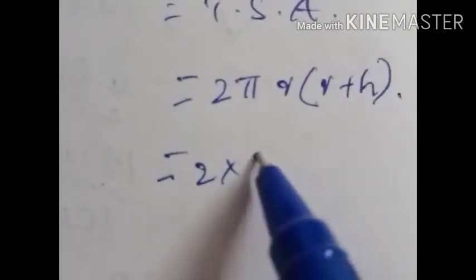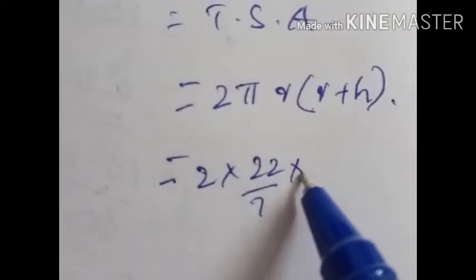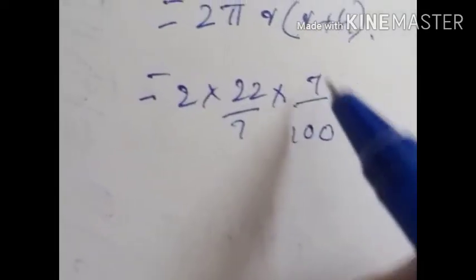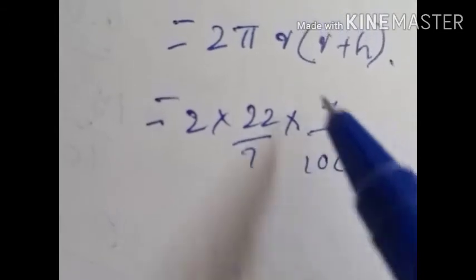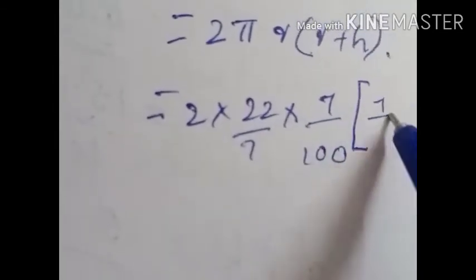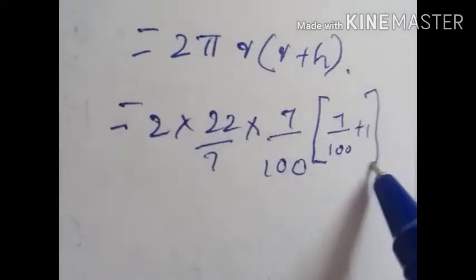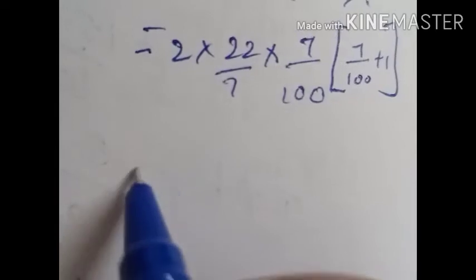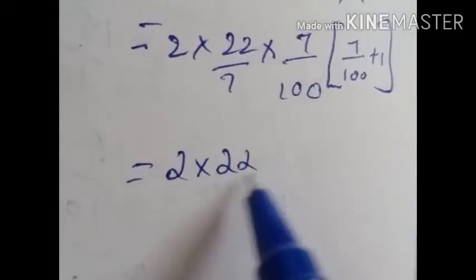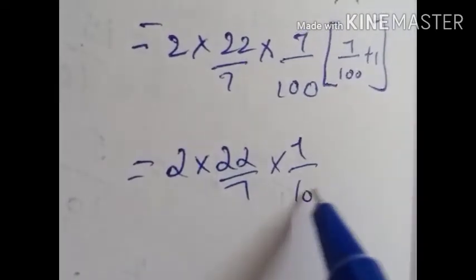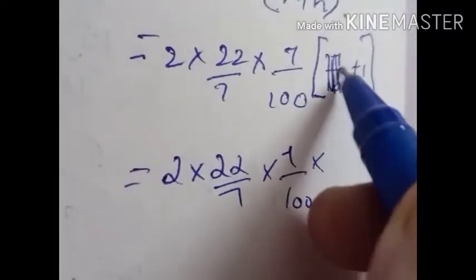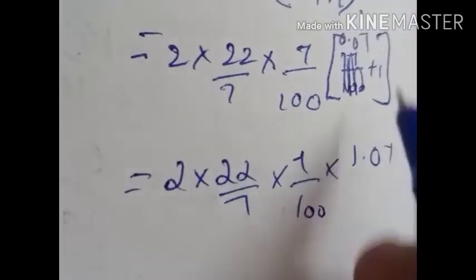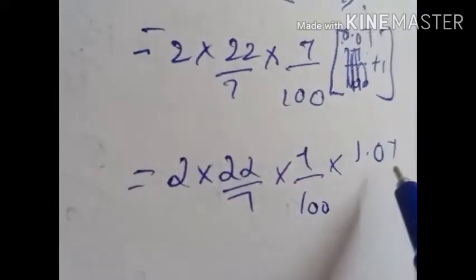Substitute the values. 2 into 22 by 7 into 0.07 or 7 by 100. For the calculation, we can write 0.07 as 7 by 100. Then 7 by 100 plus 1. Here we can write it as 0.07. Anyway you can do. That is equal to 2 into 22 by 7 into 7 by 100 into, here we can write it as 0.07, no problem. So that is equal to 1.07. 0.07 plus 1 is 1.07.